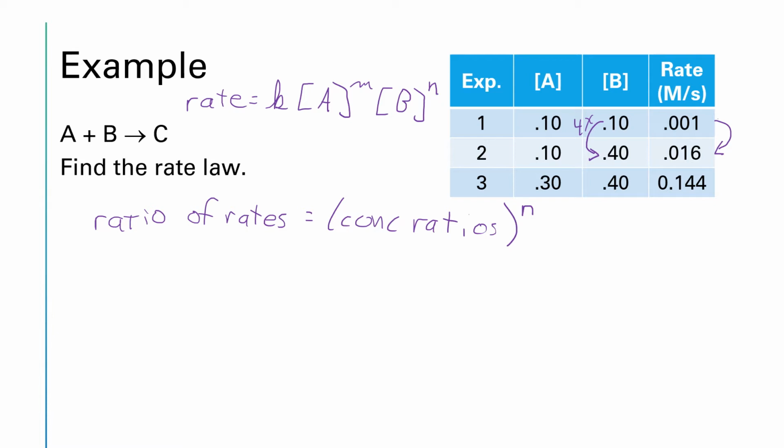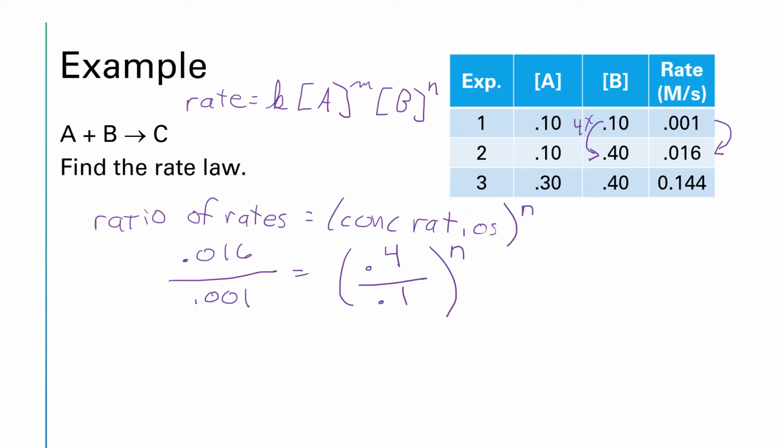Again, we want to take the bigger numbers over the smaller numbers, so for the rates, we're going to take the rate from experiment 2 over the rate from experiment 1, so that'll be 0.016 divided by 0.001, and that will be equal to the concentration ratio. So we're going to have 0.4 from experiment 2 divided by 0.1 from experiment 1, and that's all going to be raised to the nth power.